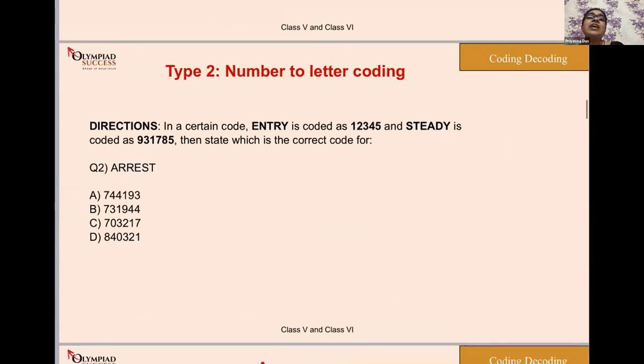Let's get started with this question, guys. Over here, you can see that place value has no role. Here, place value is having no role. This type of coding is known as number to letter coding, and it is also known as fixed coding. Fixed because a certain alphabet is fixed to a certain number. So let's carefully observe this.